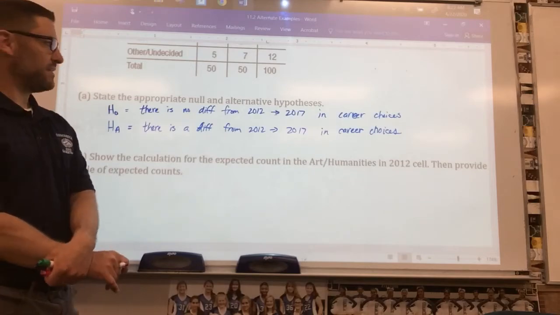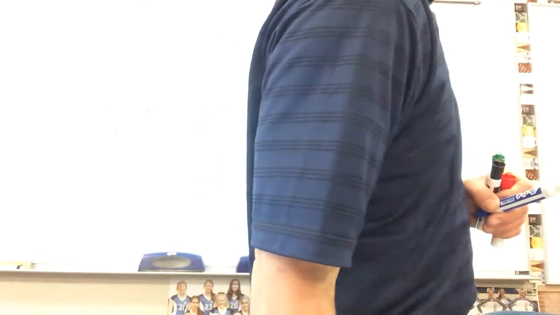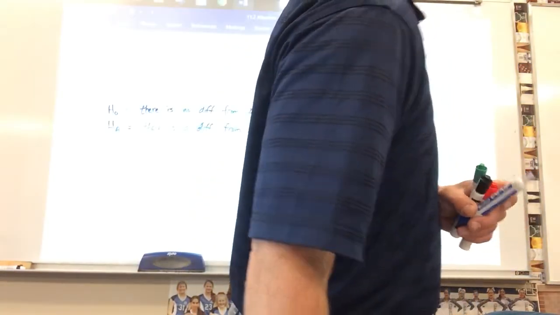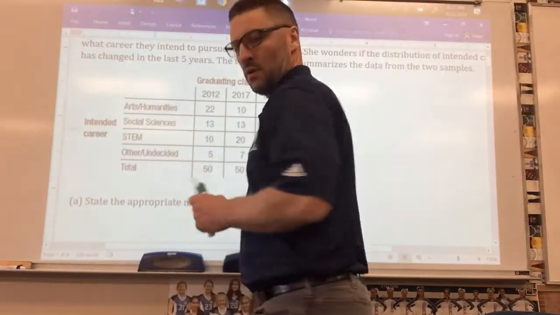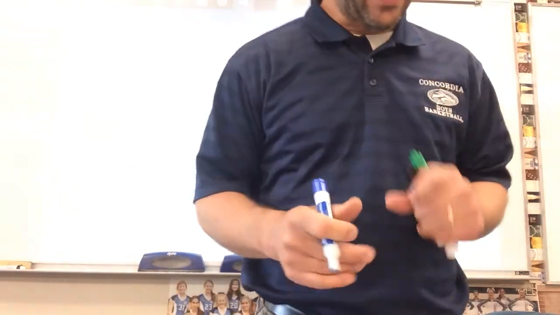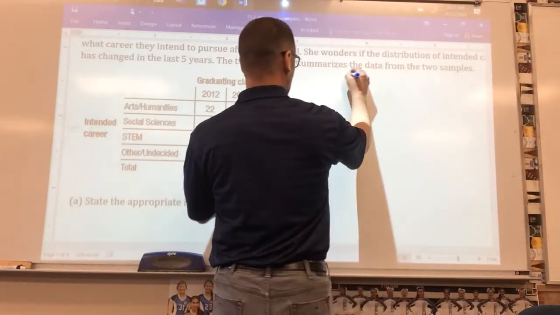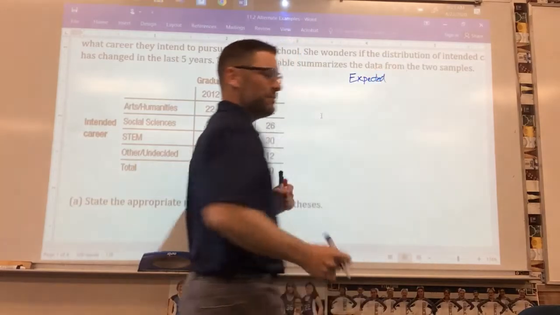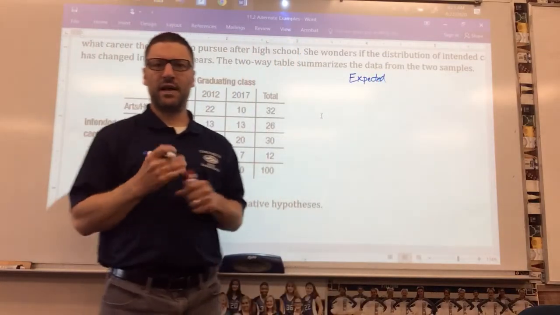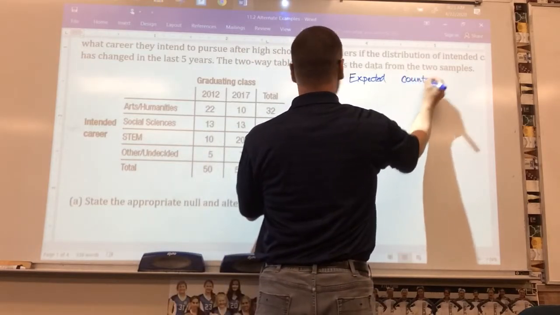Okay. Show how the calculation for the expected count in the arts and humanities cell, then provide a table of expected counts. Well, I'm going to show you that just by coming up here and making an expected counts table. We're just going to go through and make a table that says expected. That's really what we do here. If we have this expected counts table, it makes it really easy to find our chi-squared test statistic. So here's our expected counts table.